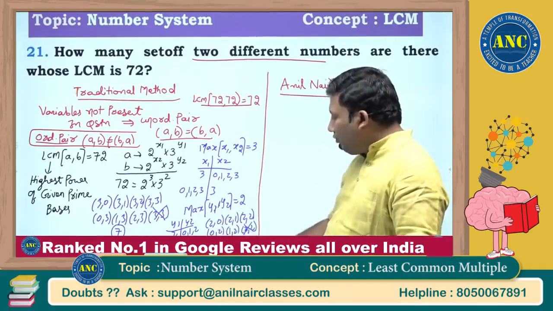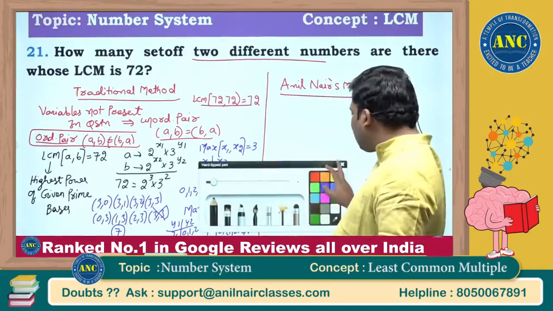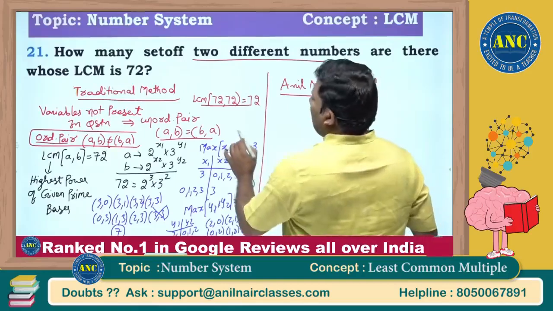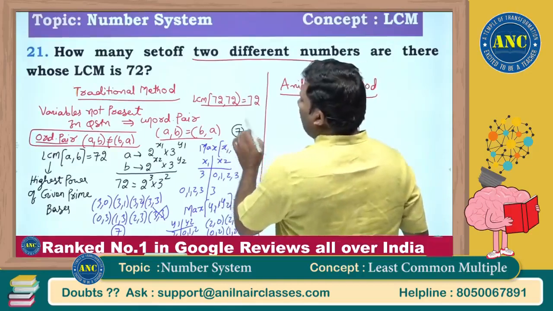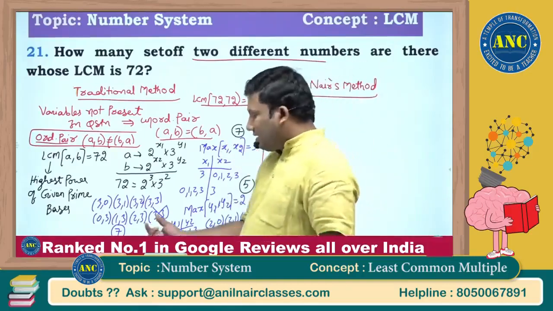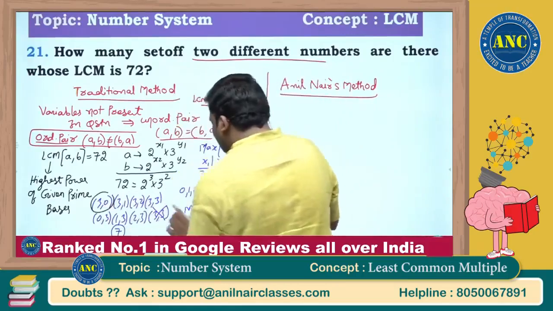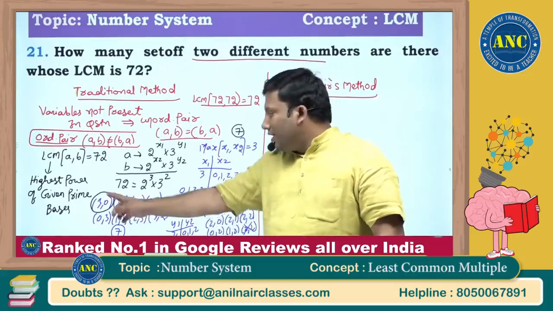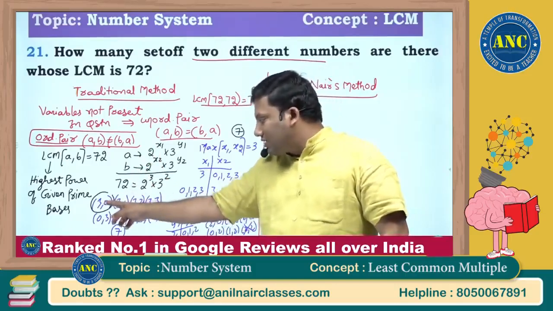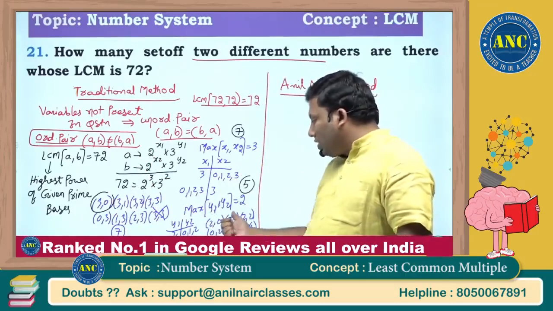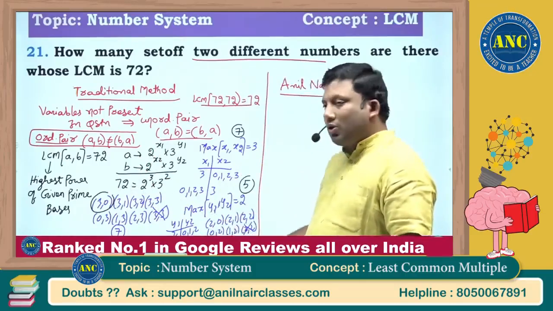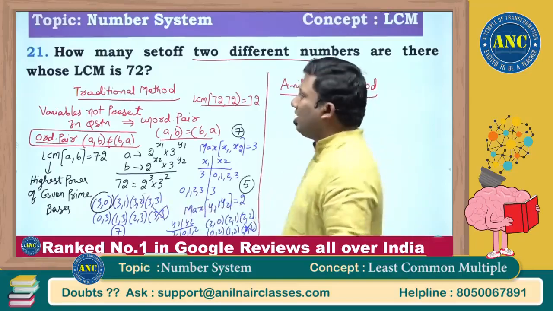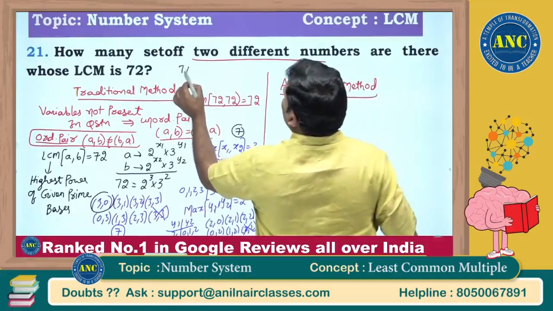So 1, 2, 3, 4, 5. Total how many cases did I get here? For maximum of y1, y2, 5 cases. For maximum of x1, x2, how many cases did I get? 7 cases. With every case of x1, x2, 5 cases of y1 and y2 are possible. If x1 takes 3, x2 takes 0, then (y1, y2) can be (2, 0), (2, 1), (2, 2), (0, 2), (1, 2). For one value, there are 5 subcases. So 7 into 5, 35 cases.